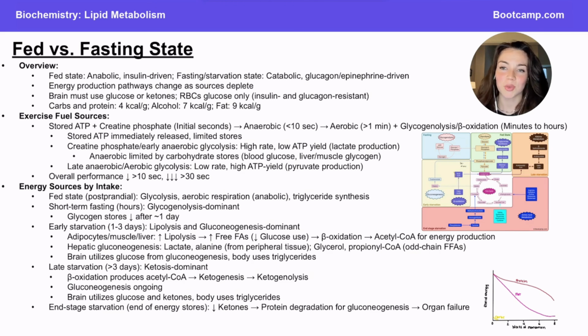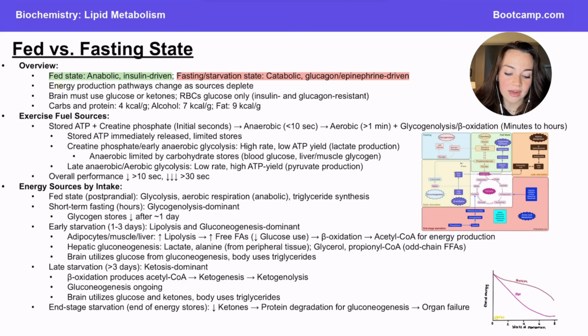You're already familiar with the fed state and the fasting state, right? The fed state is an anabolic state driven by insulin, while the fasting state, or as it progresses into the starvation state, is catabolic and driven by glucagon and epinephrine. And how we get our energy in that fasting state or that starvation state is going to change based on how far along that starvation process we are.